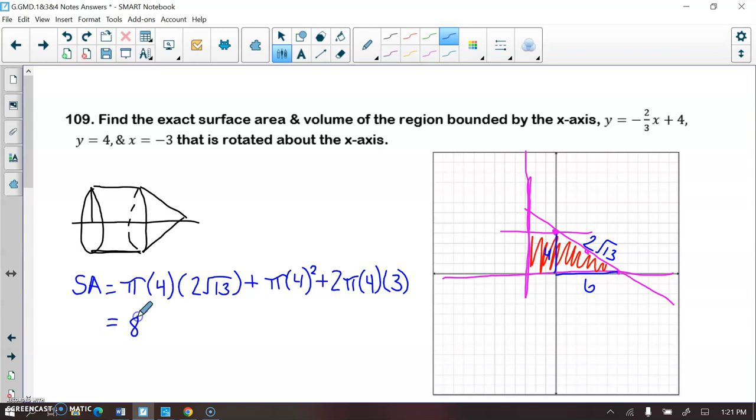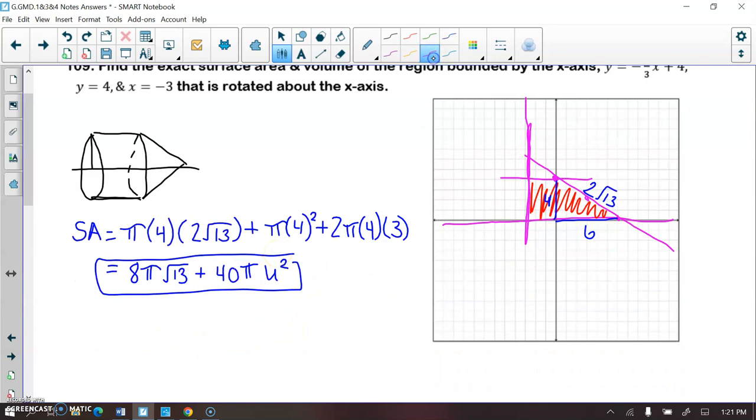So I have an 8 pi root 13 plus, and then I have a 16 pi plus 2 times a 4 times a 3 pi, so I get a 40 pi units squared. That's my exact surface area.